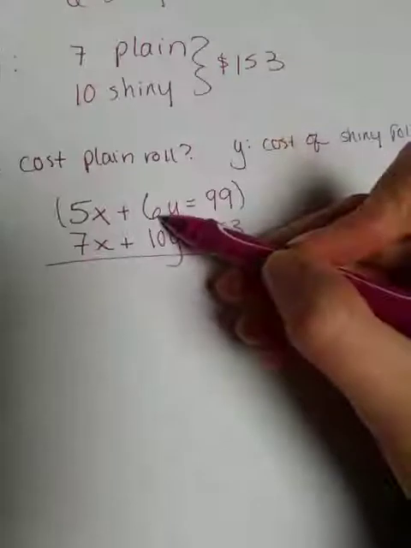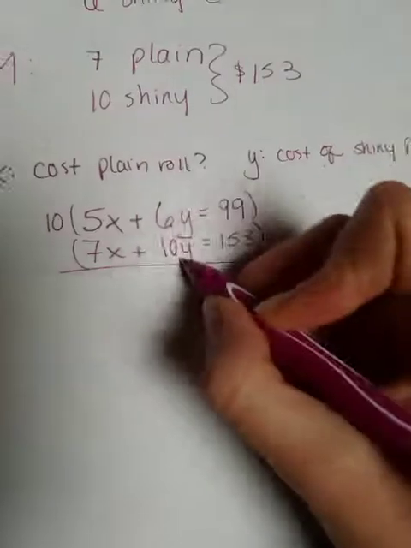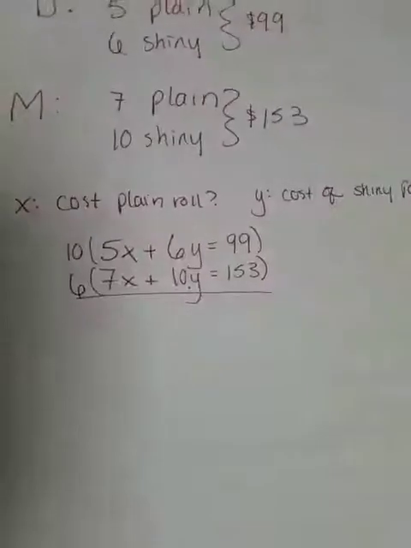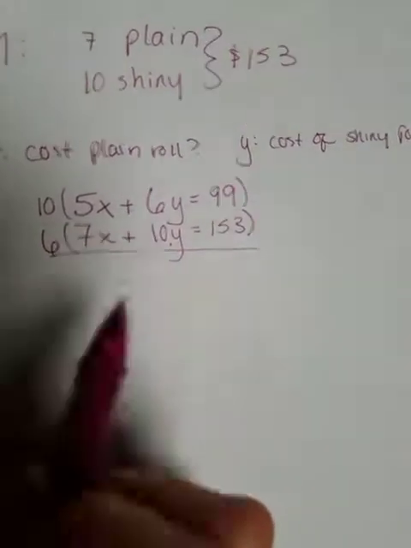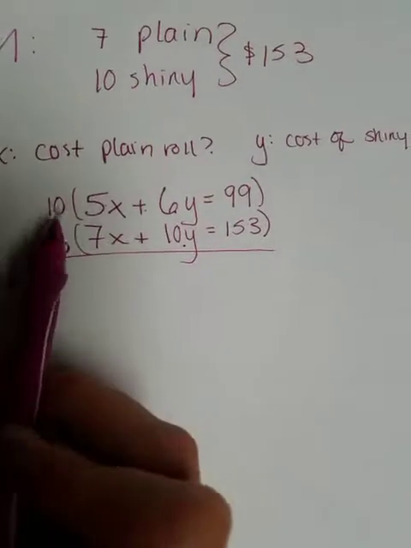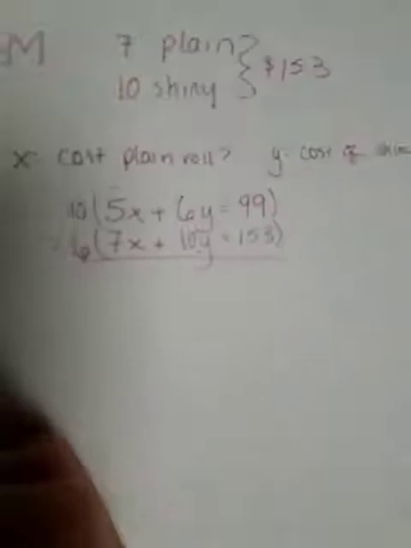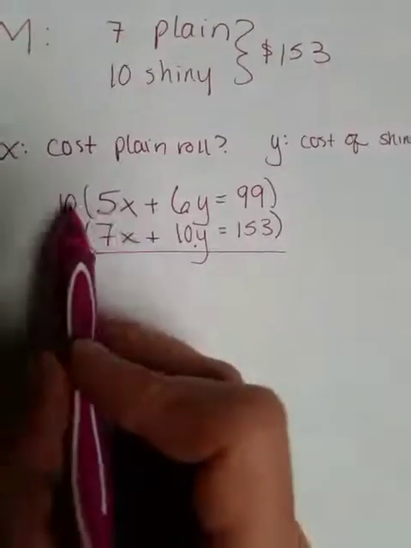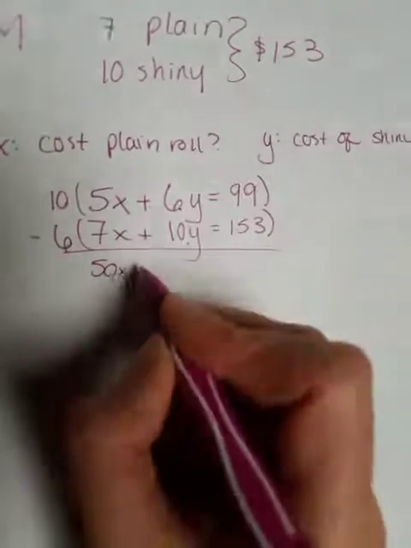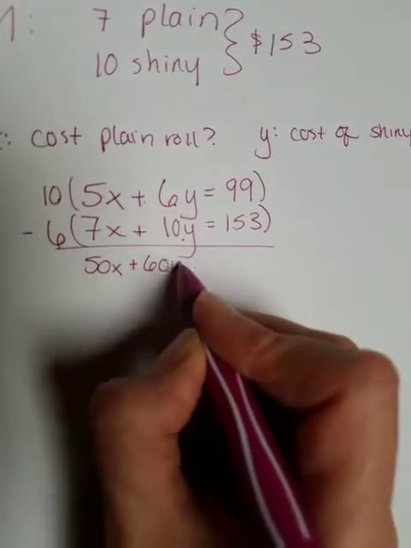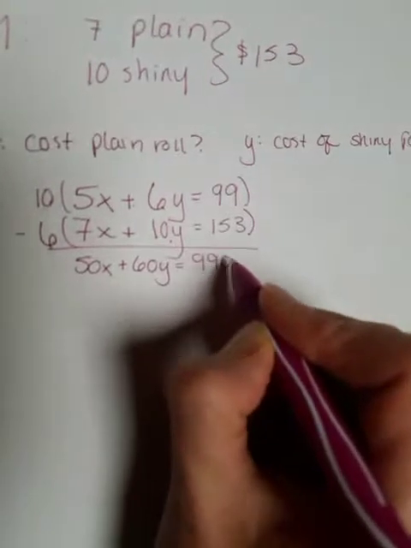So if I want to make the 6 into a 60, I have to multiply by 10. If I want to make the 10 into a 60, I have to multiply by 6. Notice the only problem is they're both positive, and for these to cancel out, one of them has to be negative. It doesn't matter, but you need to choose one of the 2 numbers to be negative. I'll choose the 6. So here I go. 10 times 5x is 50x. 10 times 6y is 60y. And 10 times 99 is 990.